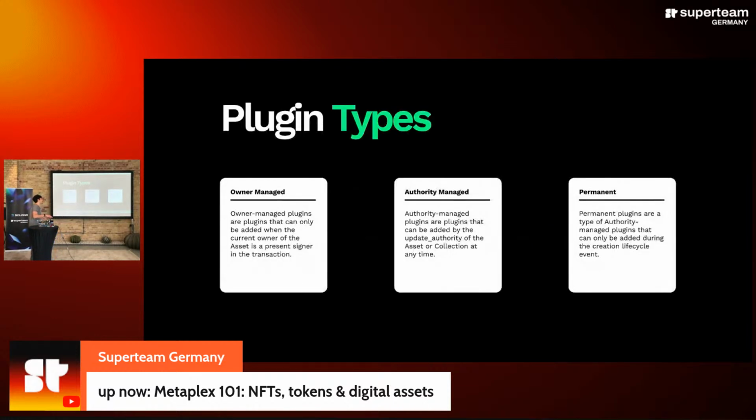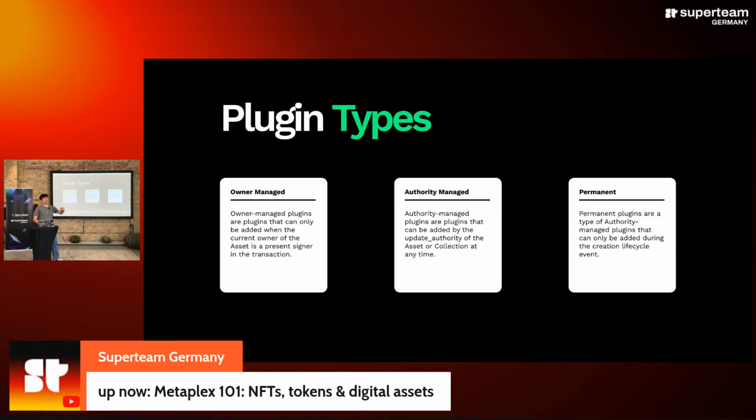So there are 3 different types of plugins. We have the owner managed, authority managed, and permanent plugins. The main difference is that, for example, owner managed plugins are plugins that can be added to the asset by the current owner. So we have, for example, the freeze delegate, the possibility of giving the freeze authority over your asset to somebody else. The authority cannot do that, only the owner of the NFT at that point.